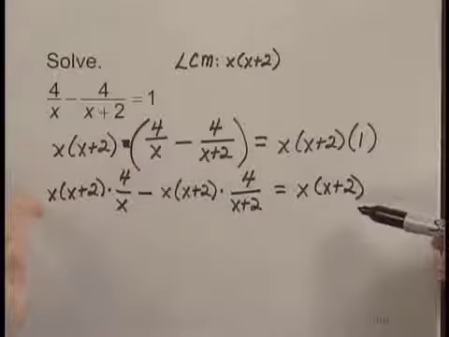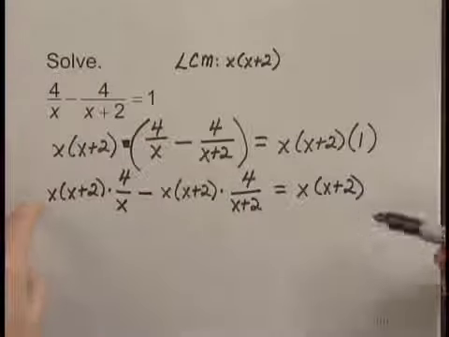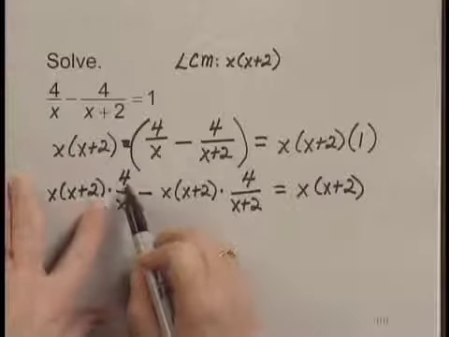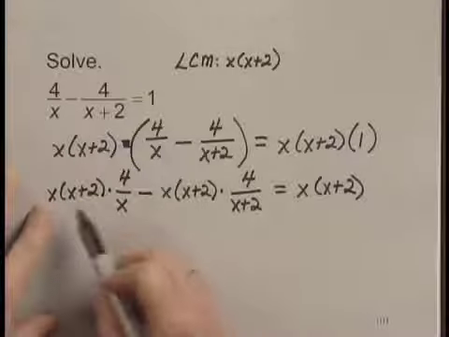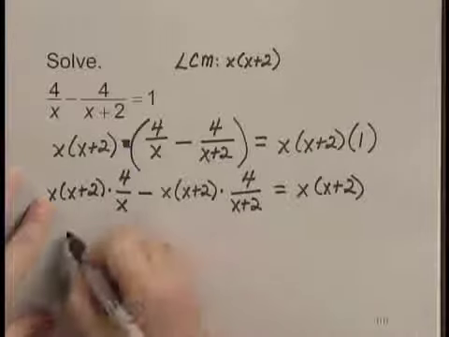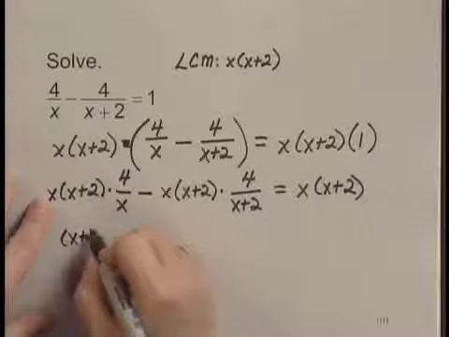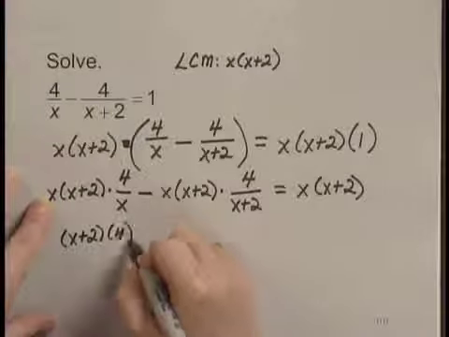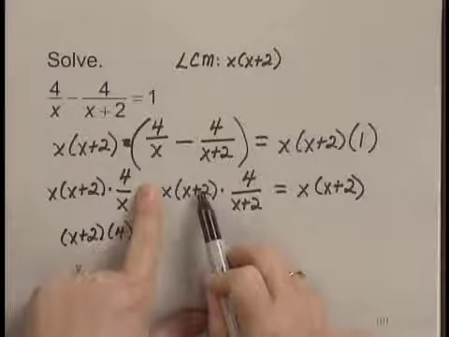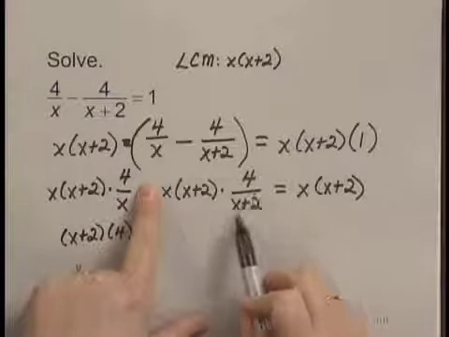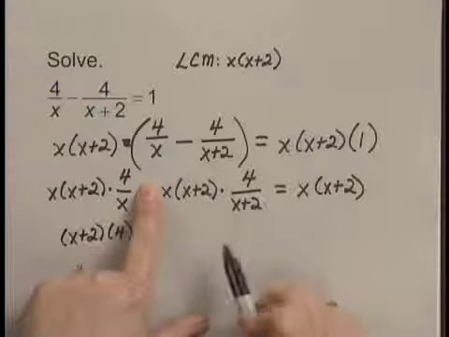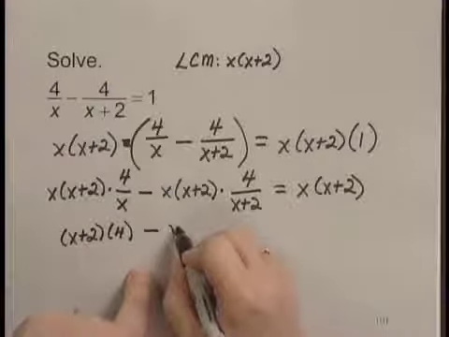When I get done with this next step, I shouldn't have any denominators. Multiplying, I have x times x plus 2 times 4 all over x. The x in the numerator and the x in the denominator will cancel, and I'll be left with x plus 2 times 4. When I multiply here, I have x times x plus 2 times 4 divided by x plus 2. The factor x plus 2 in the numerator will cancel with the x plus 2 in the denominator, and I'll be left with x times 4.